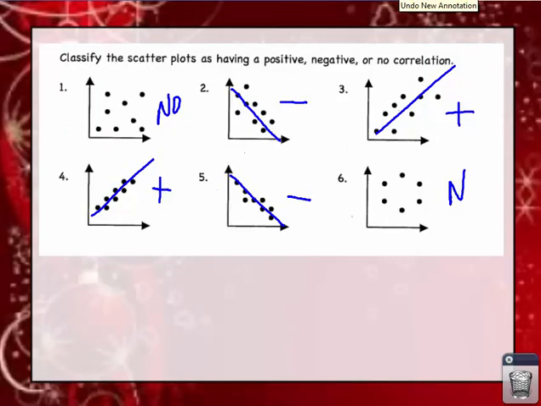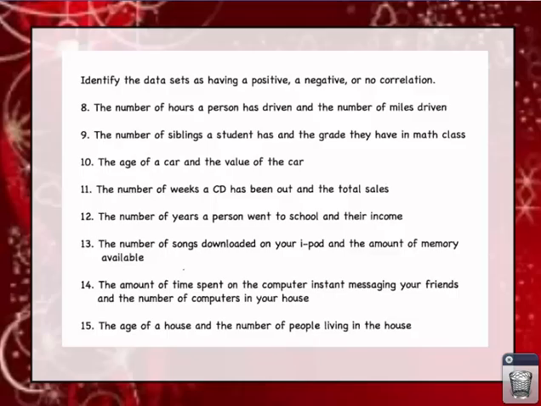All right, now, looking at some scenarios, could we determine if 2 pieces of information go together or not? So let's look at some scenarios here, and I want you to say, is it a positive correlation, negative correlation, or no correlation? Number 8 says the number of hours a person has driven and the number of miles driven. As the number of hours increases, do the number of miles increase? Yes, this would be a positive relationship.